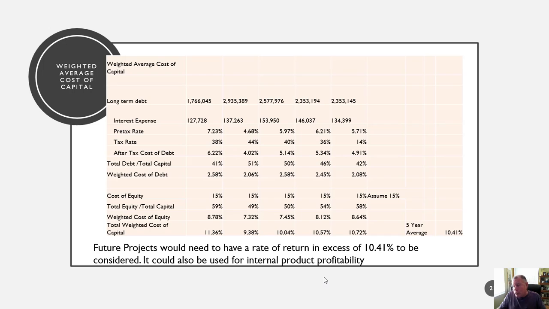It could also be used for an internal product profitability. So we're going to look at this and say, based on existing businesses, if we've deployed capital in those businesses, they need to reach this hurdle rate. So that's the discussion there.